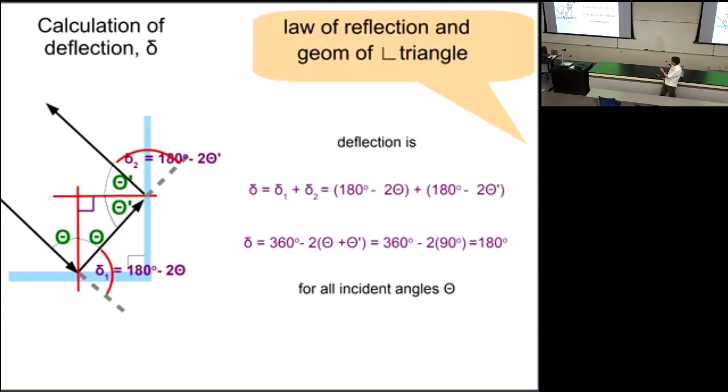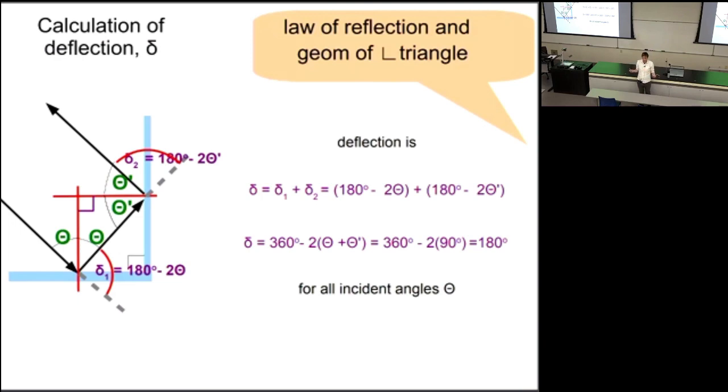It's 180 plus 180 minus 2 times (theta plus theta prime). Theta plus theta prime, we argue by a bit of geometry, is 90 degrees because they formed a right angle triangle. So this whole thing is 360 degrees minus 2 times 90 degrees, which is 180 degrees, which gives us 180 degrees overall. We prove the retroreflector. We prove that it sends back the light in the same direction it comes from, independent of your angle of incidence.